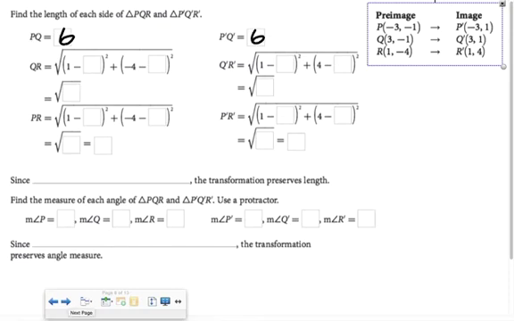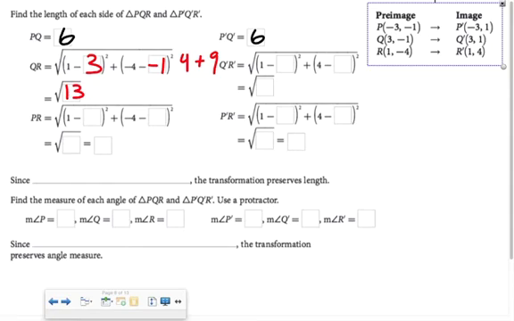We've got to use the distance formula. So the length of QR is 1 minus 3 squared plus negative 4 minus negative 1 squared. So inside the parentheses, I have negative 2 being squared, that's 4. In the second parentheses, I have negative 3 being squared, which is 9. So that's the square root of 13.